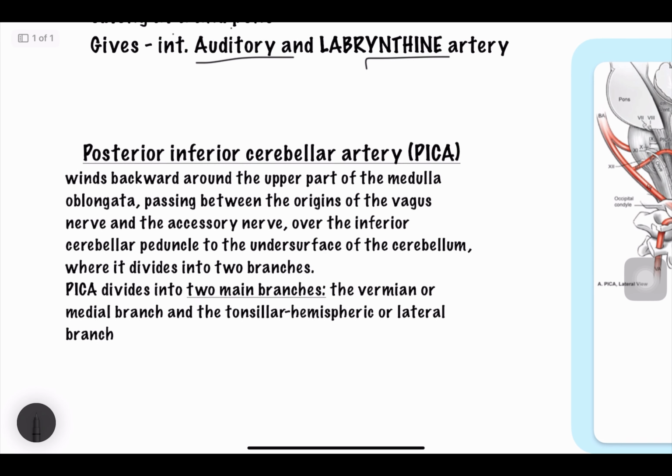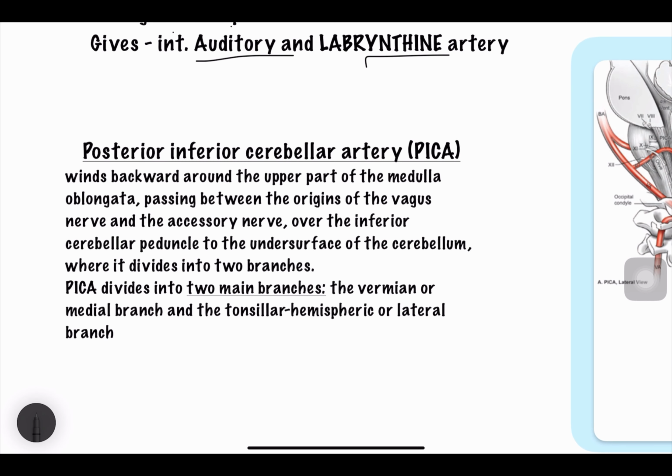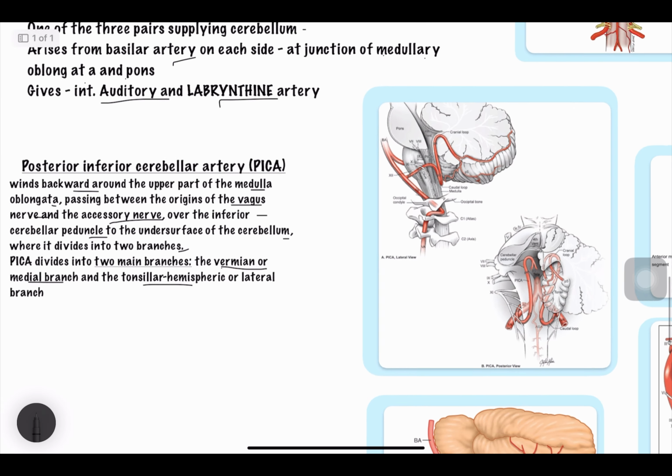So the posterior inferior cerebellar artery, or the PICA, winds backwards around the upper part of the medulla oblongata and passes between the origins of the vagus nerve and accessory nerve, and finally reaches the cerebellar peduncle. On the undersurface of the cerebellum, it divides into two branches, which are the Vermian or medial branch, and the tonsillar hemispheric or lateral branch.